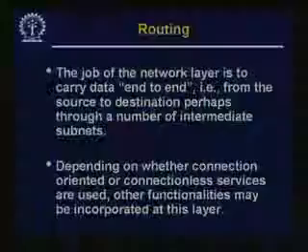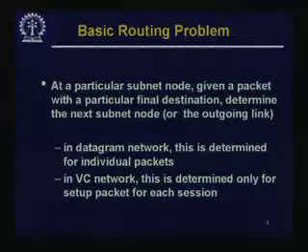So, the job of the router is to know locally which link I should take, so that globally the packet will arrive nearer to its destination in some sense. So, this is the basic routing problem. At a particular subnet node, given a packet with a particular final destination, determine the next subnet node or the outgoing link which is appropriate. In a datagram network, this is determined for individual packets. In VC networks, this is determined only for the setup packet for each session. So, we will concentrate on the datagram network.